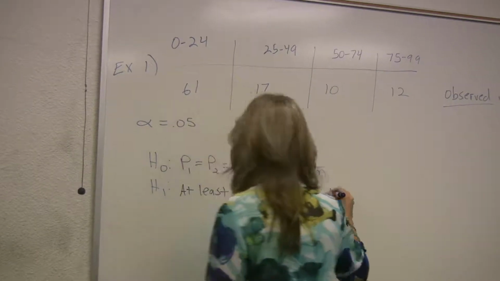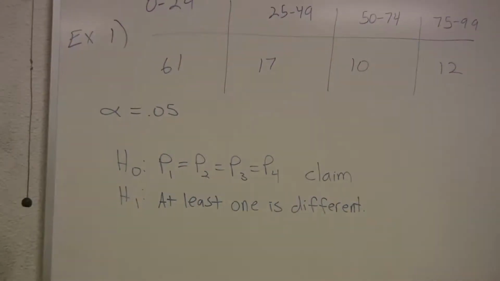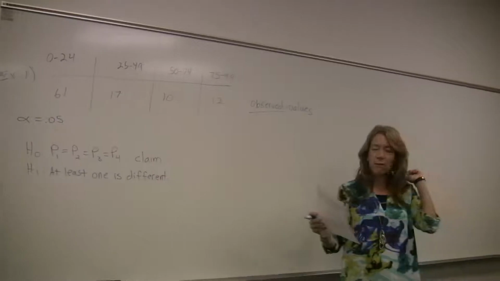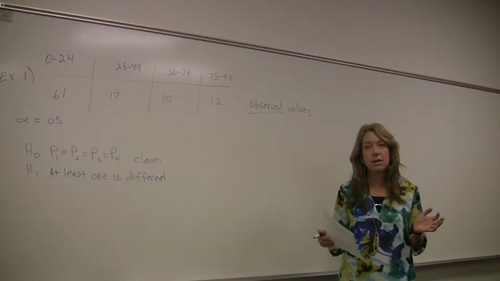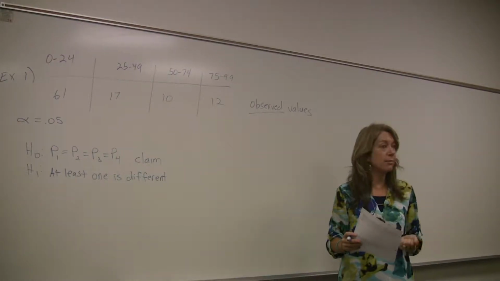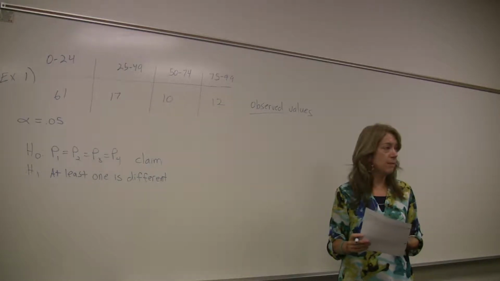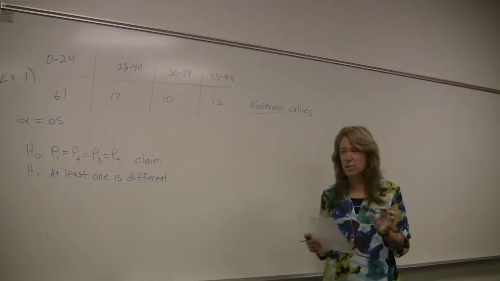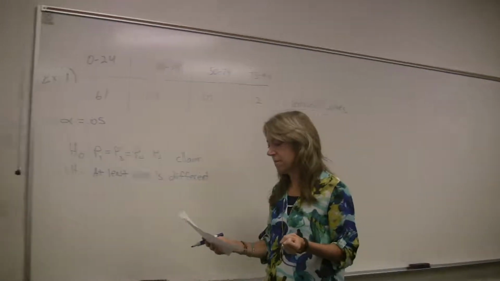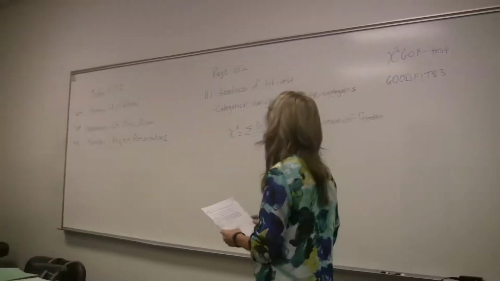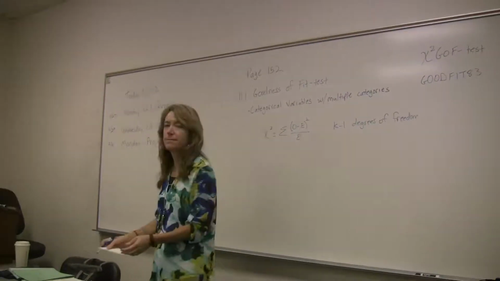That's all we can really say. At least one of those proportions is different. So if I claim that all of you are 20, I just have to find one person who's not 20, and then that's the complement. Okay there? So the H0 and the H1 are a little bit different here. Okay, so we did that. I want to now talk about these expected values, the E's.